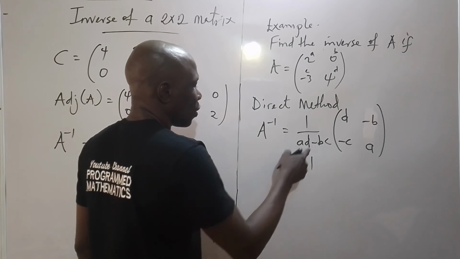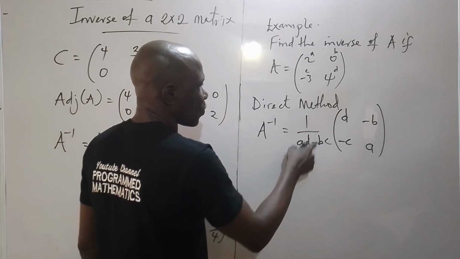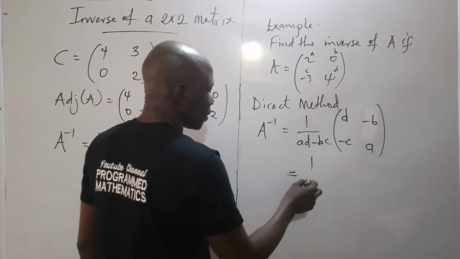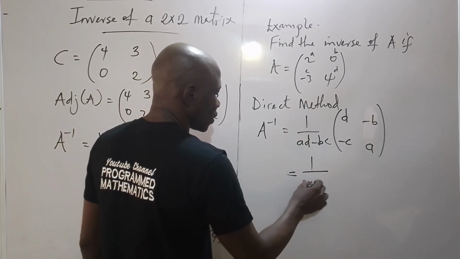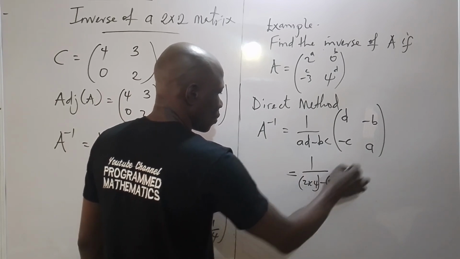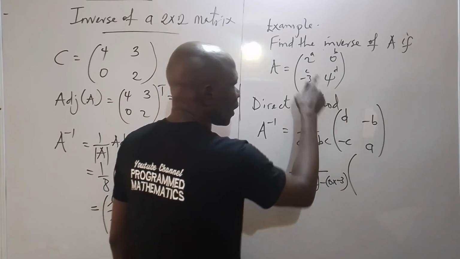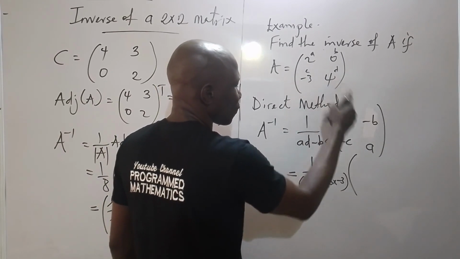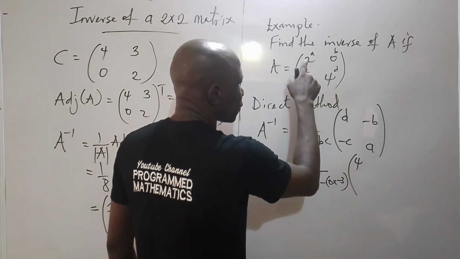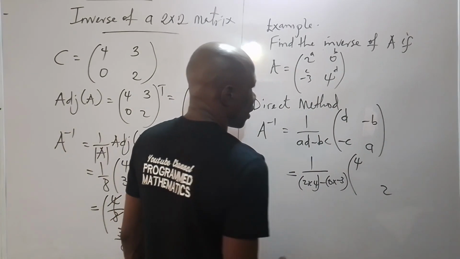Okay, so 1 over AD, here means 2 times 4. BC is 0 times minus 3. So this is 2 times 4 minus 0 times minus 3. Bracket. Now, A in this case is 2. D is 4. So we are switching 2 and 4. 4 will come up here. 2 comes down here. As this.